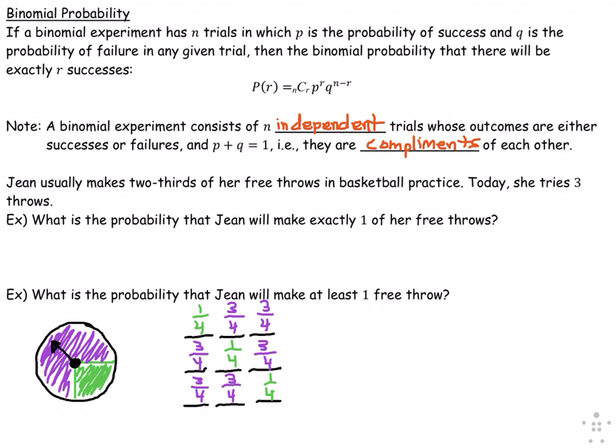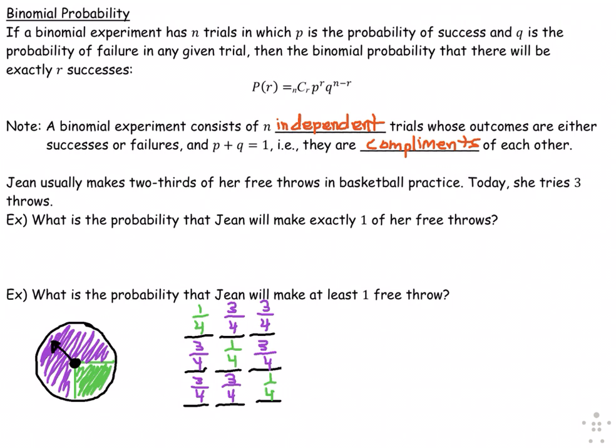Let's say you have a spinner. A quarter of it is green, 3/4 purple. And let's consider the probability, after 3 spins, of spinning one time that it lands on green and then the other 2 times it lands on purple. So then this would be part of that sample space.